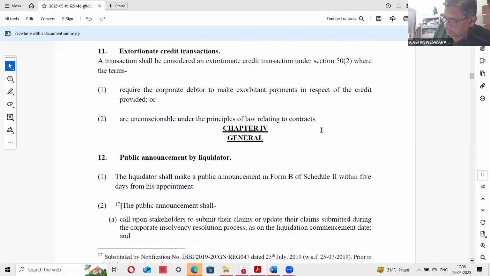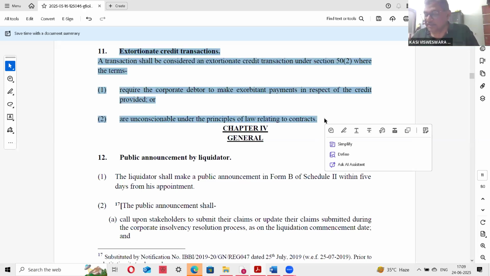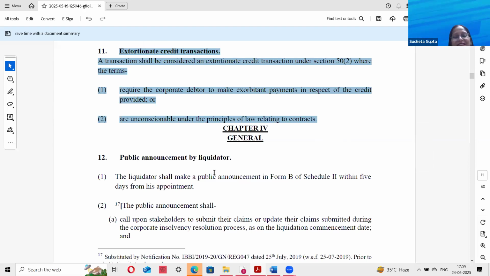I think this para is not required. Sir, this para is mentioned in all the regulations. Yes, I have seen it. It is covered already under the avoidance transaction sections, yes, 43, 44, 45. However, they have mentioned it in all the regulations.